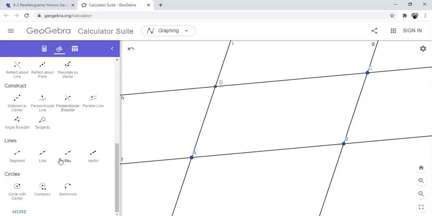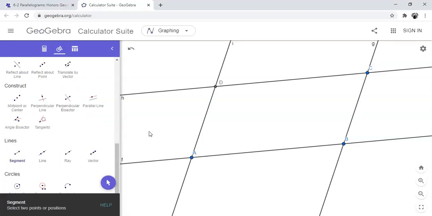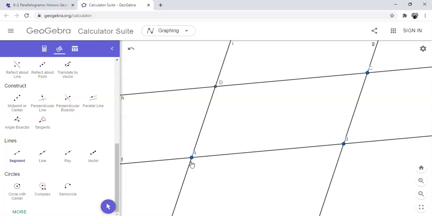After that, this may seem weird, but we're going to actually draw in segments for each of these. So go back down to lines, pick segment, and you're going to draw the segment AB, the segment BC, CD, and AD.